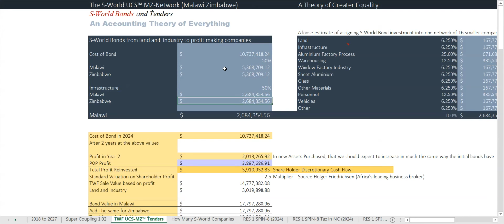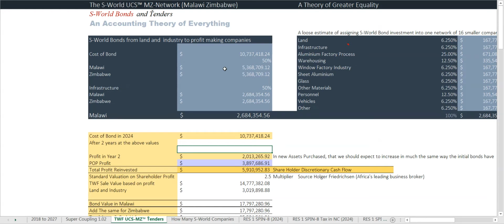50% is going to infrastructure that the bondholder does not own. That is owned by S-World, but it's for the benefit of all of Malawi, or Zimbabwe if it was in Zimbabwe. And that's a part of the equality. Further equality is this 6 million we see here being put back into the country of origin to create more businesses, more industry, etc. So that's more of a boost, and we see the equality systems with it.